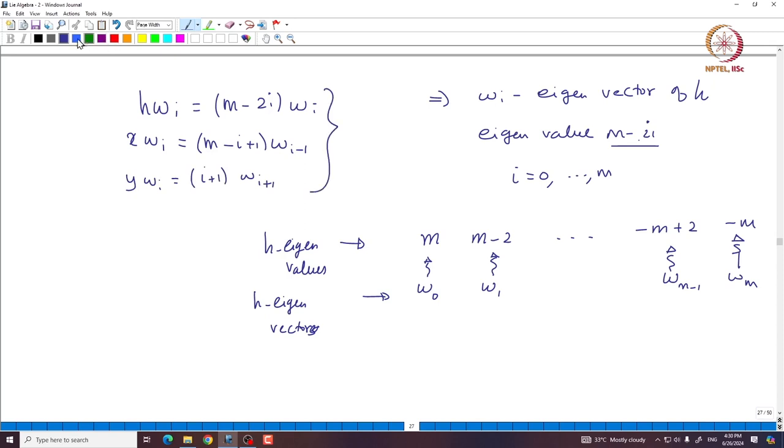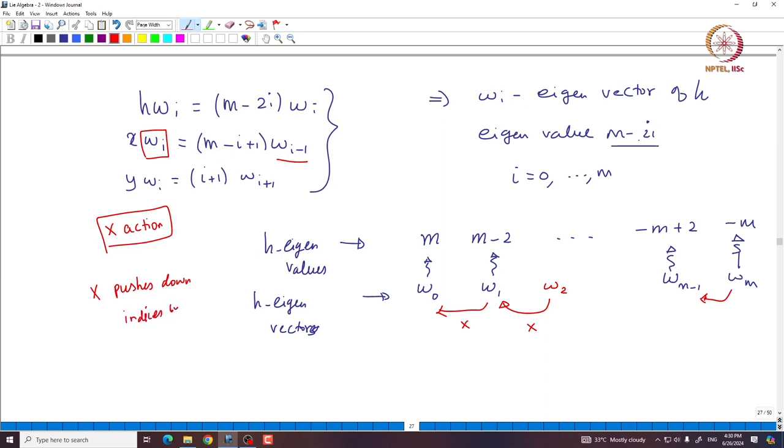So now using this formula, one can see the x action. If I take w_i, then x pushes it down by one index. If I apply x on w_1, it takes it to w_0. Similarly on w_2, if I apply x, it takes it to w_1, and so on. So x pushes down indices by 1, up to a multiple of w_i. The multiple is not important because everything is one dimensional; what matters is where that one dimensional space is pushed. So when you apply x on w_i, it takes it to w_{i-1}. That is the important thing.